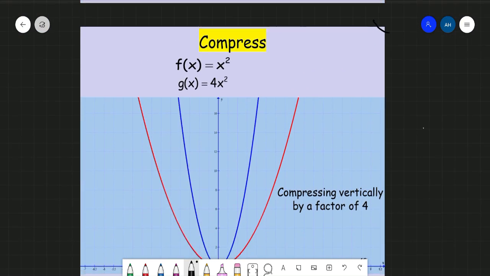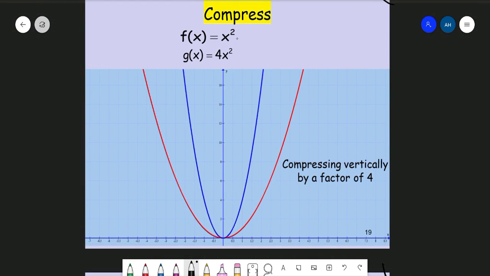For example, this graph here, a very familiar example, the graph of x squared, the red one. And we are going to multiply the graph by 4. Therefore, we get our new function g(x) equal to 4x squared. So if we multiply x squared by 4, what happened to the graph? You see now the graph is getting smaller, or so-called compressed. That's because we multiply x squared by a number greater than 1. If we multiply a function by a number greater than 1, the graph will compress. Now it's compressed vertically by a factor of 4.